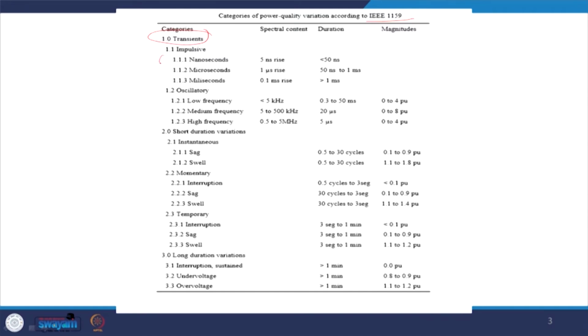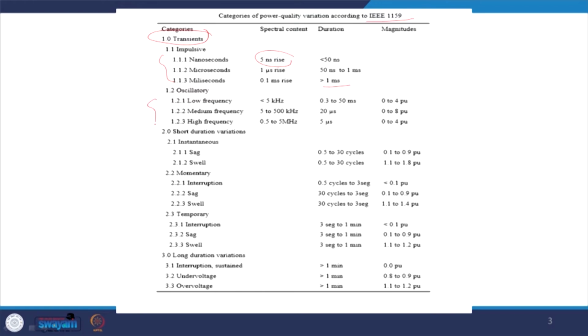Impulsive can be further classified as nanosecond, microsecond, millisecond. So, if it is 0.5 nanosecond or less than 15 nanosecond, and also microsecond, 1 microsecond to 50 nanosecond, and similarly millisecond, 0.1 millisecond to 1 millisecond.